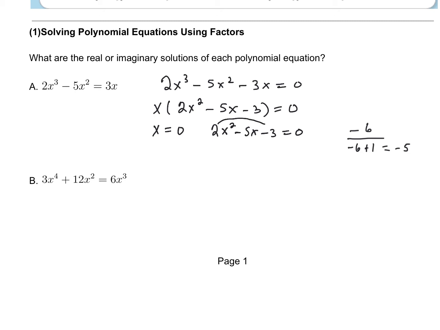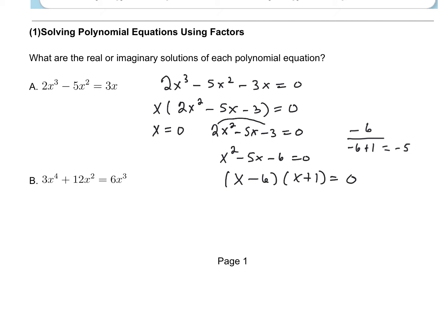So what you're going to do is you have x squared minus 5x minus 6 equals 0. Remember, this is the slide and divide method. You multiply 2 times negative 3, and that gives you negative 6. Find the factors of negative 6 that give you negative 5. So it's x minus 6 times x plus 1 equals 0.